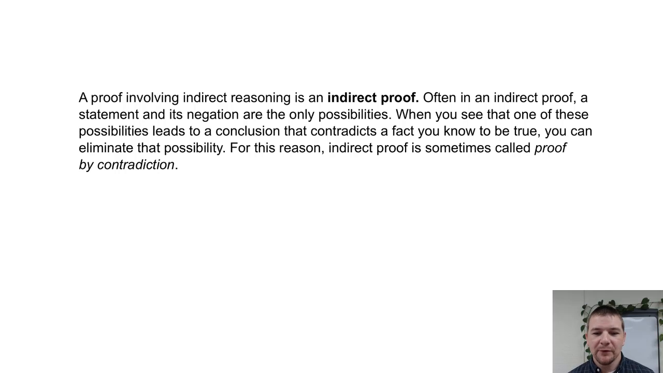A proof involving indirect reasoning is an indirect proof. Often, in an indirect proof, a statement and its negation are the only possibilities. When you see that one of these possibilities leads to a conclusion that contradicts a fact you know to be true, you can eliminate that possibility. For this reason, indirect proof is sometimes called proof by contradiction.